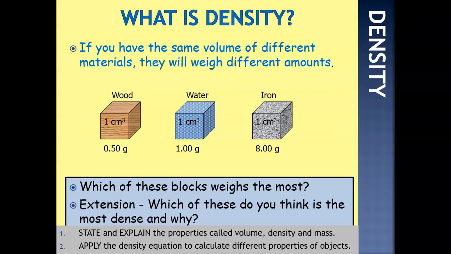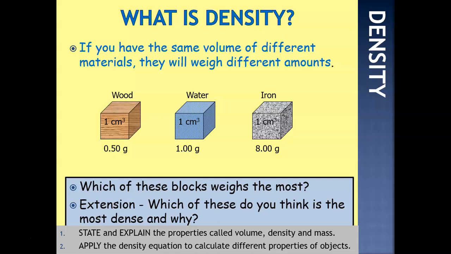Okay, so what is density? Well, if we look at these 3 materials, we've got wood, water and iron. They've each got the same volume. They're all 1 centimetre cubed, 1 centimetre long by 1 centimetre high by 1 centimetre wide. But they all weigh different amounts. 1 centimetre cubed of wood is 0.5 grams, 1 centimetre cubed of water is 1 gram, and 1 centimetre cubed of iron is 8 grams.